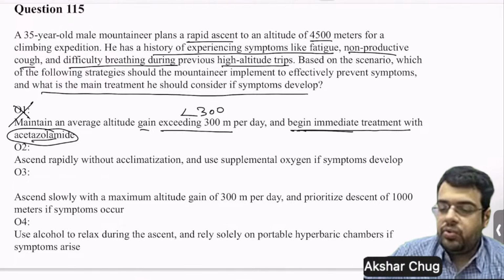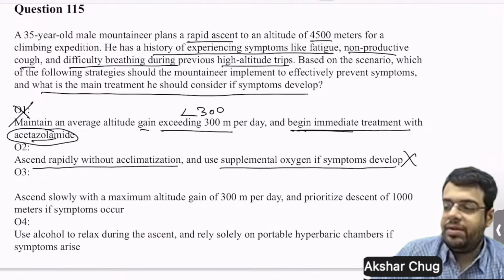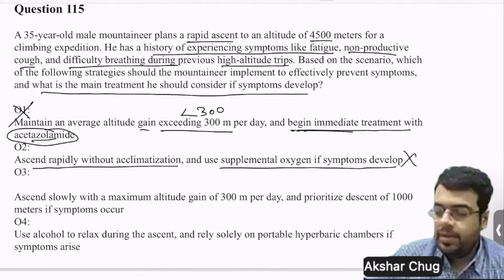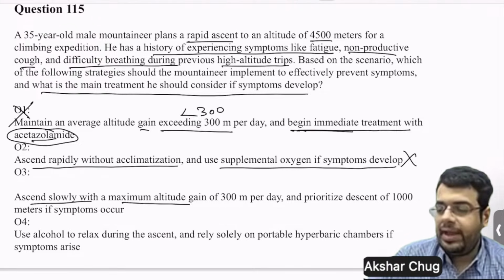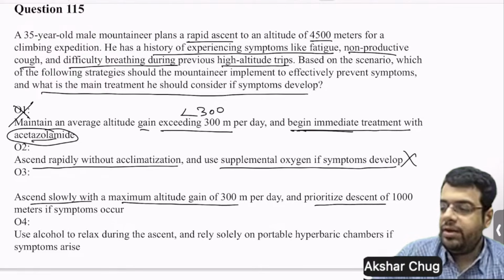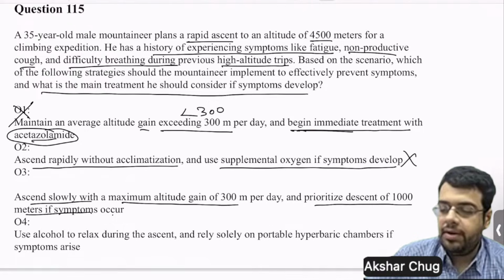Option 2, ascend rapidly without acclimatization, use supplemental oxygen. So this is a blunder. This should not be done. Ascend slowly with maximum gain of 300, prioritize descent of 1000 meters if symptoms occur. So this is the correct option.